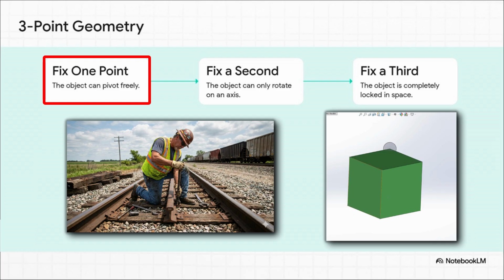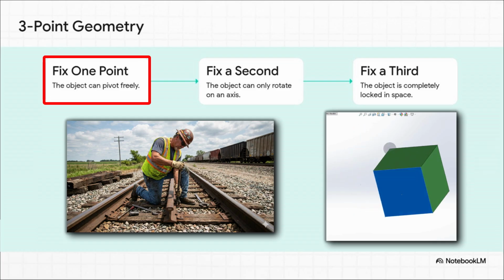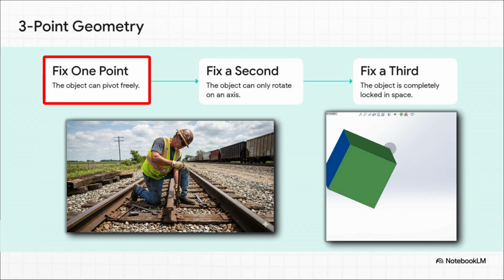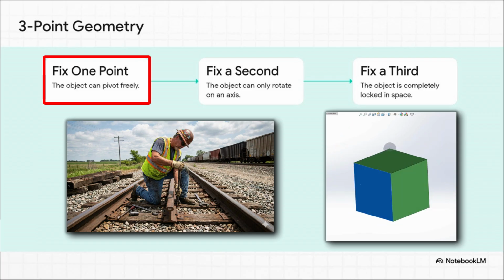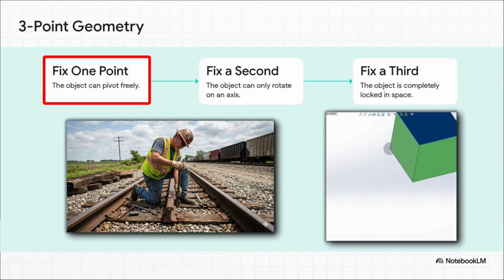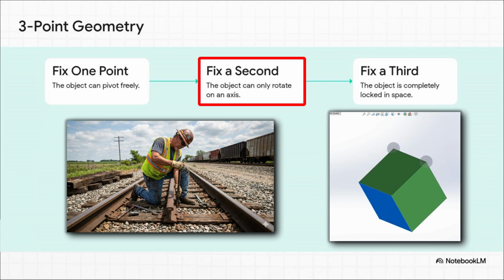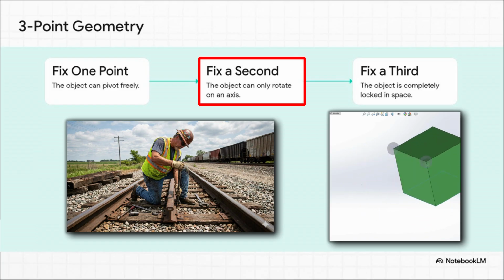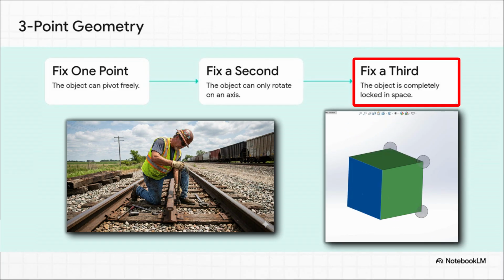Okay, it's all based on a beautifully simple geometric principle. Any object in 3D space can be completely defined by just 3 points. Think about it, right? You fix one point, and an object can kind of wobble around it. You fix a second point, and now it can only spin on the axis between those 2 points. But the second you lock in that third point, boom, the object is completely fixed. It can't move at all.